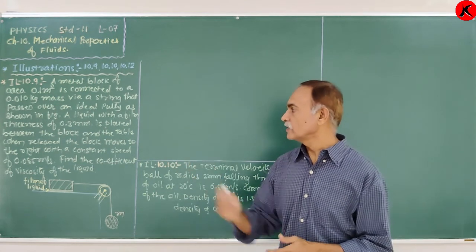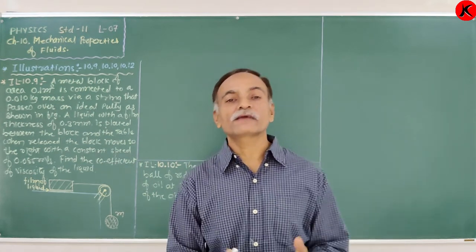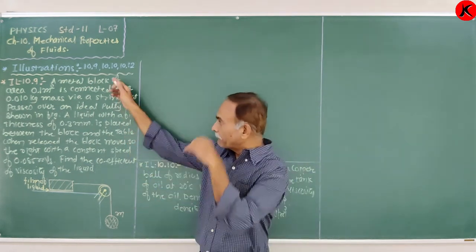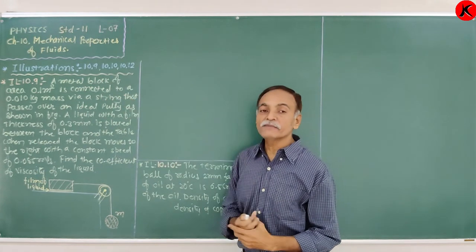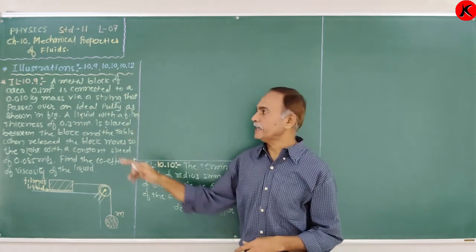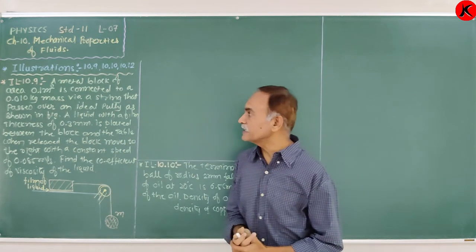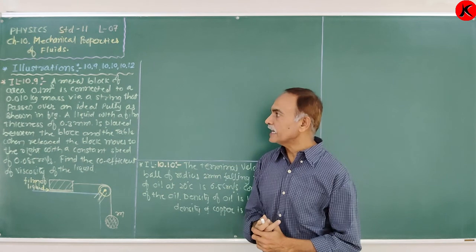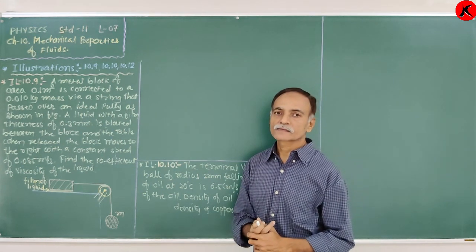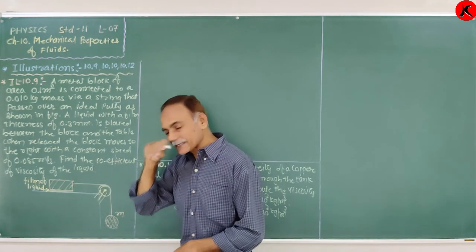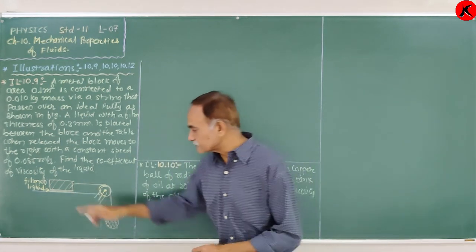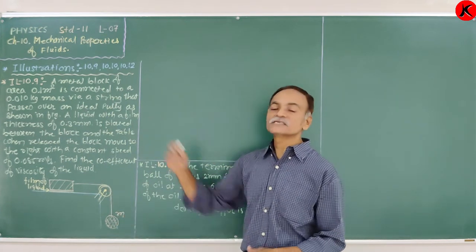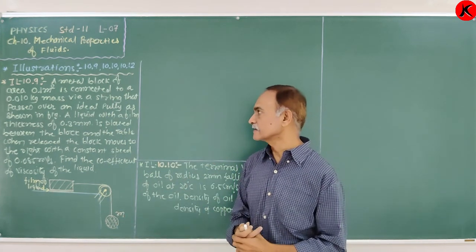On the basis of this, find out the coefficient of viscosity of a given liquid. Here, one arrangement as shown in the figure is given. A metal block of area 0.1 meter square is connected to a 0.01 kg mass via a string that passes over an ideal pulley as shown in the figure. Here, the metal block is placed on a horizontal surface. This block is tied to a string with a sphere of mass 0.01 kg.